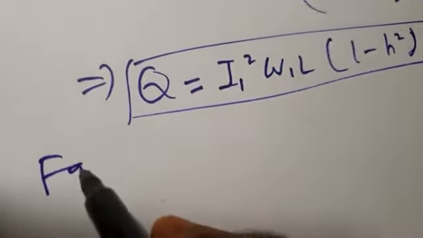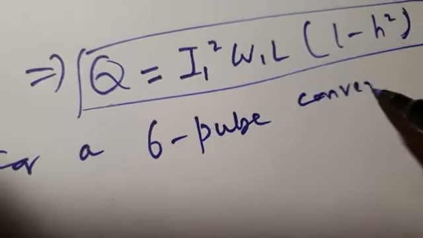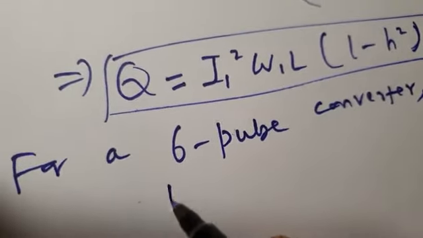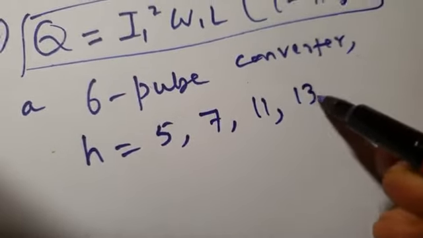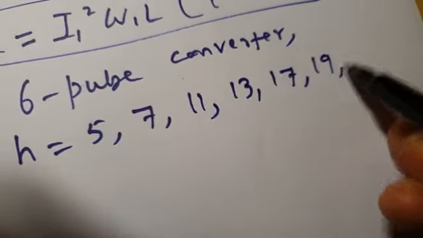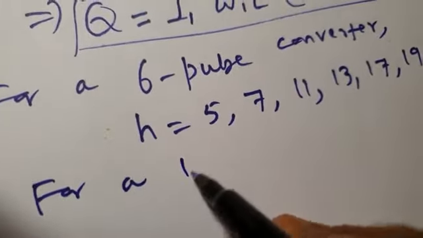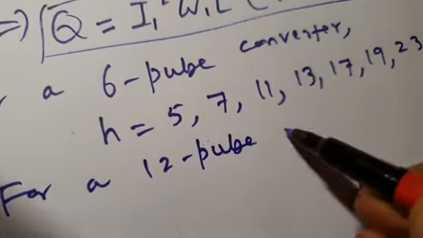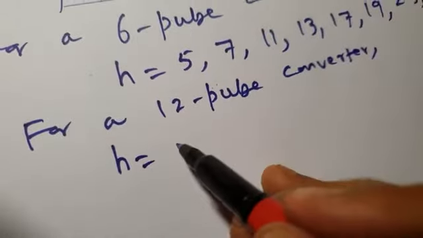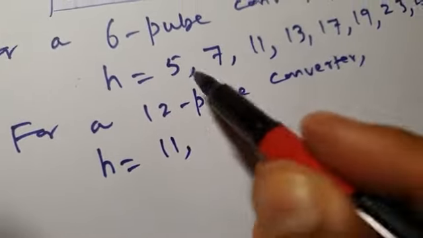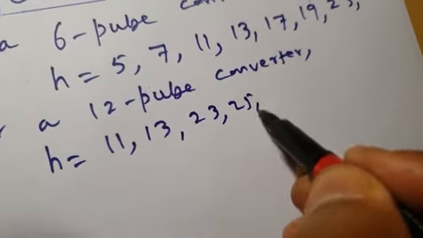So for a 6 pulse converter, what type of harmonics are there in the current? 5th harmonic is there, 7th harmonic is there, 11th harmonic is there, 13th, 17th, 19th, 23rd, 25th, and so on. And for a 12 pulse converter, what type of harmonics are there? For a 12 pulse converter, the most predominant harmonic is the 11th, because 5th and 7th harmonics are not there. 11th, 13th, then 23rd, 25th, and so on.